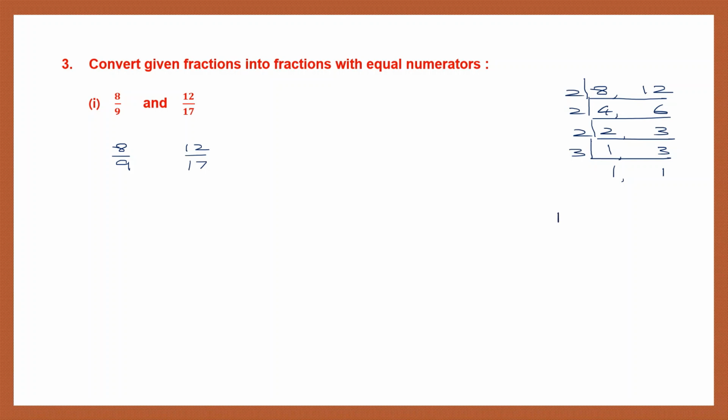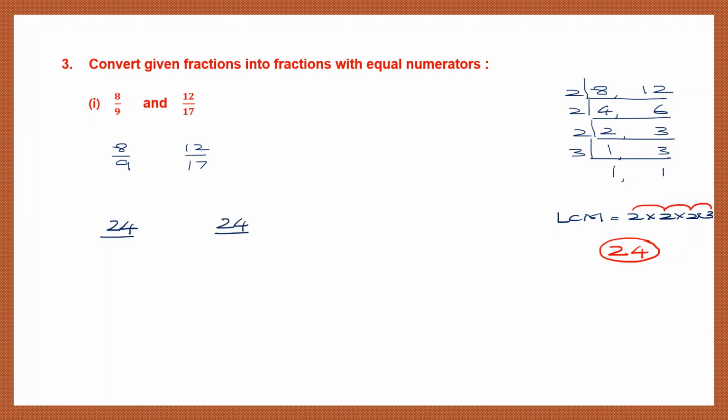So now let's find the LCM. LCM is 2 into 2 into 2 into 3. So let's multiply and see what we get. 2 2s are 4, 4 2s are 8, 8 3s are 24. So the LCM is 24, which we are going to use as the common numerator this time. So the first fraction, the numerator is going to be 24. Second fraction also, the numerator is going to be 24.